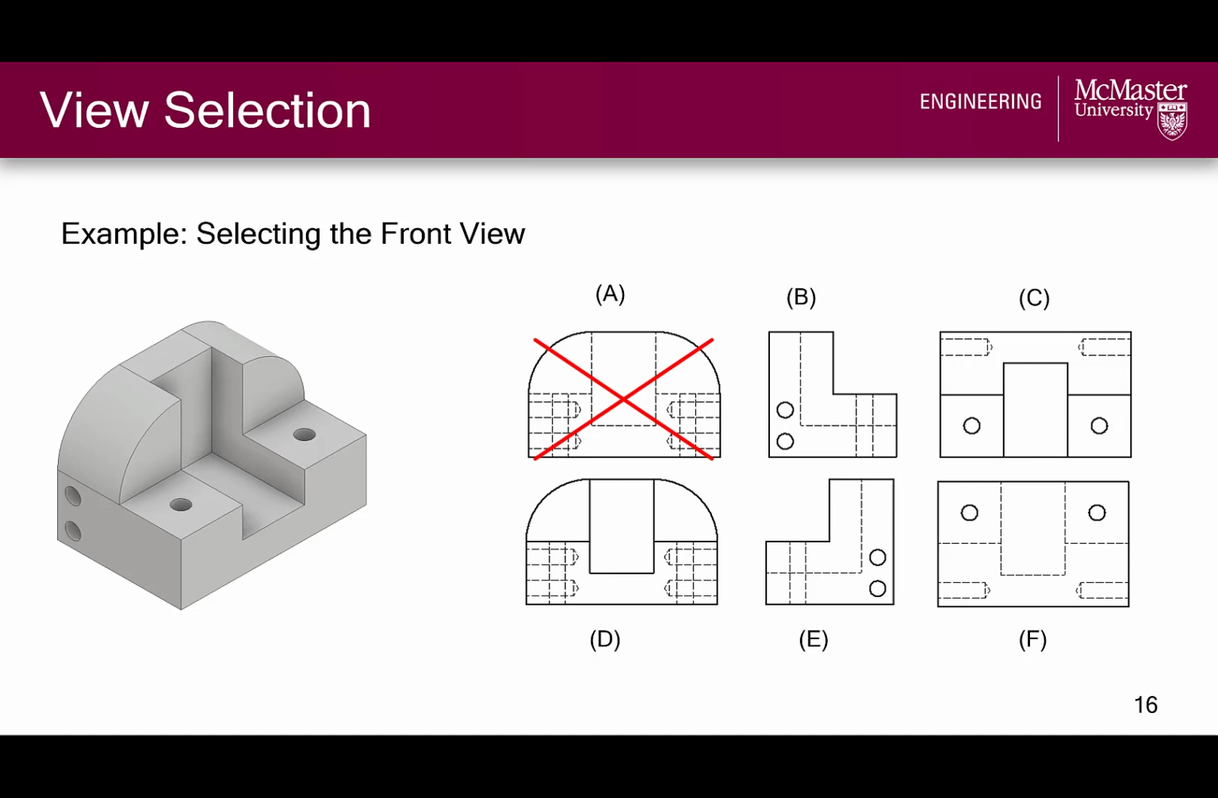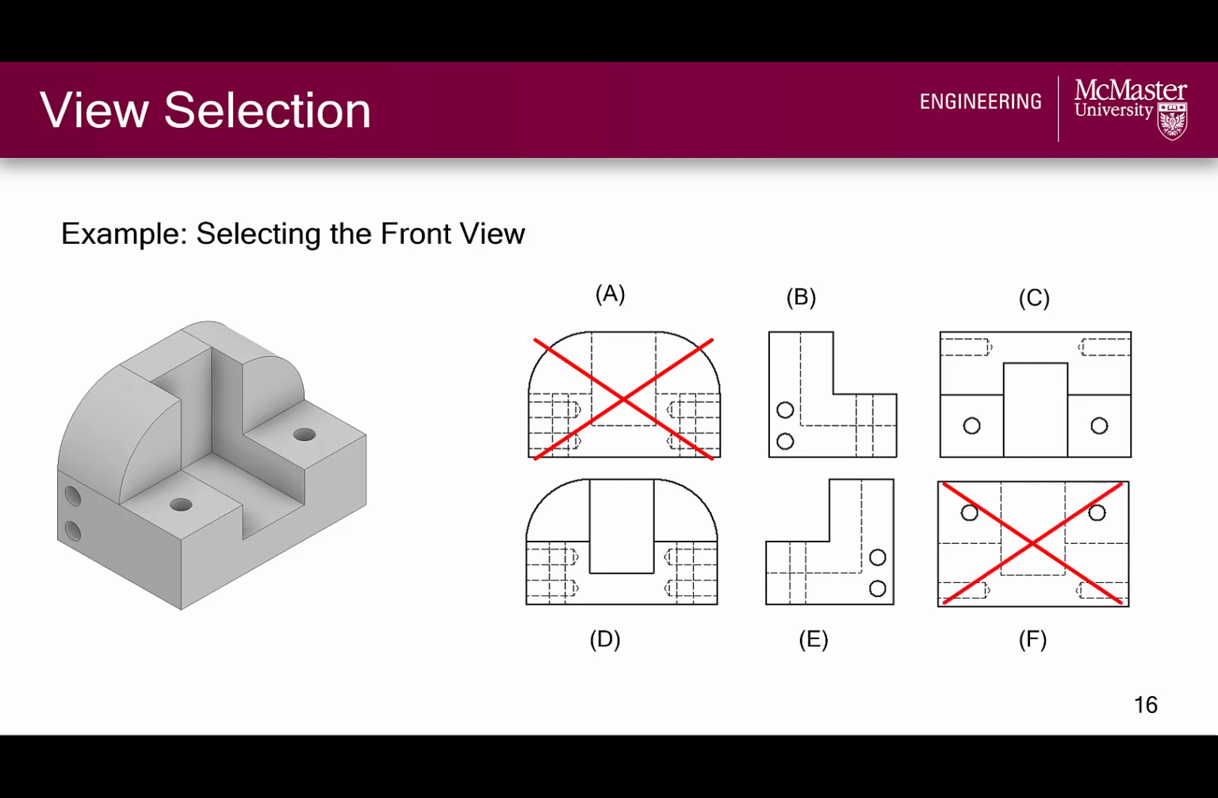Between B and E, they both provide the same general information, and they have the same number of hidden lines, so let's just leave those for now. Between options C and F, again, they both provide the same general shape, but option F has more hidden lines, so we'll eliminate that option.